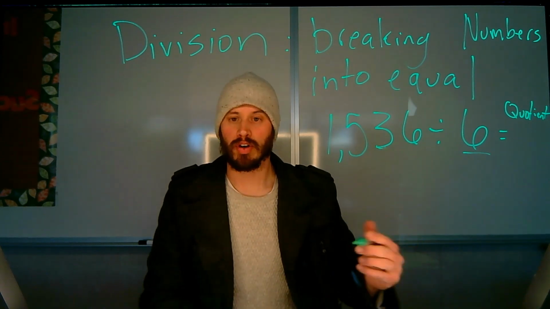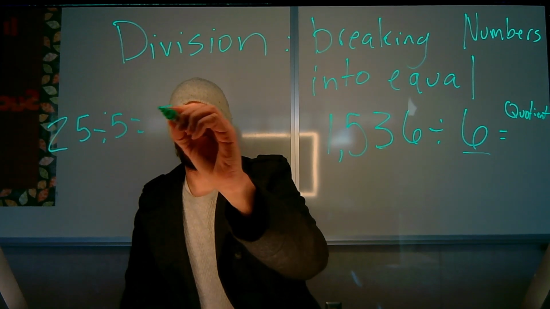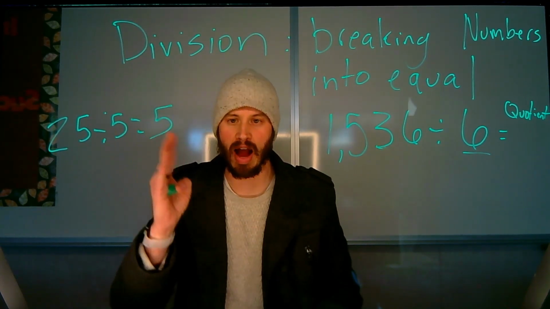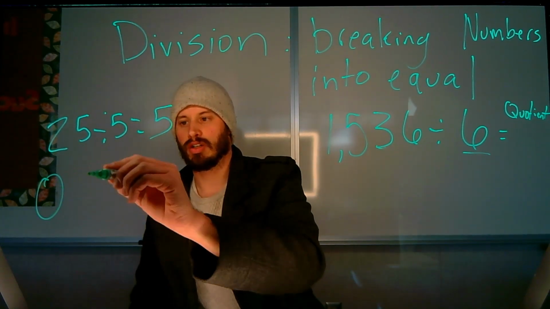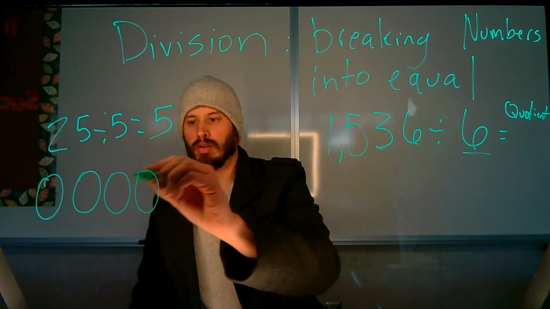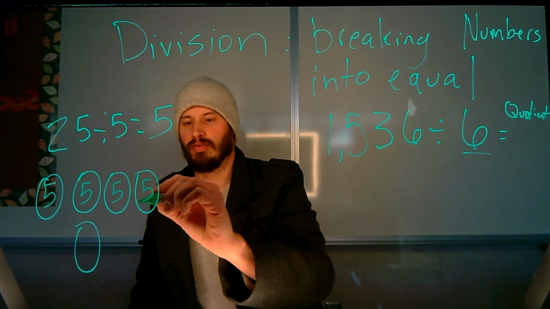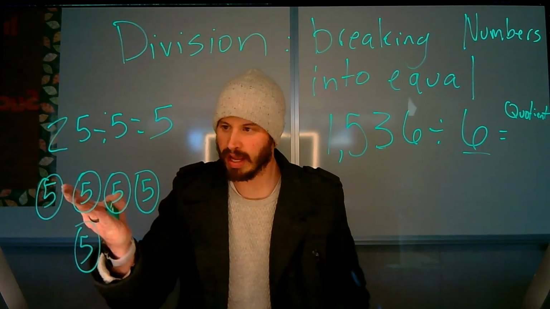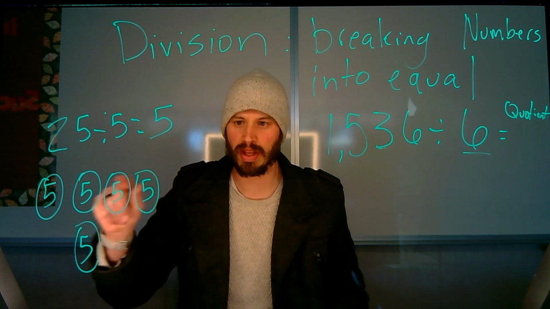So, for example, 25 divided by 5 equals 5. 25 is broken up. If I break that into 5 equal groups, I will put 5 in each group. 5, 5, 5, 5, 5. The groups are equal, and when I count up the total, I get 25. Within each group is 5.